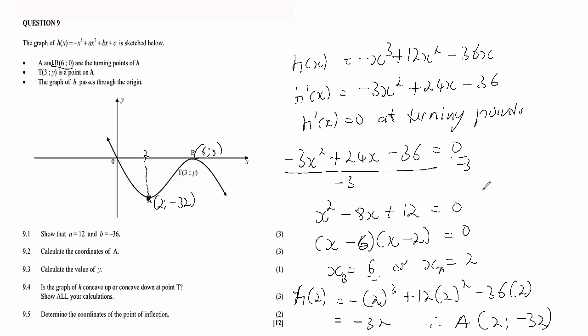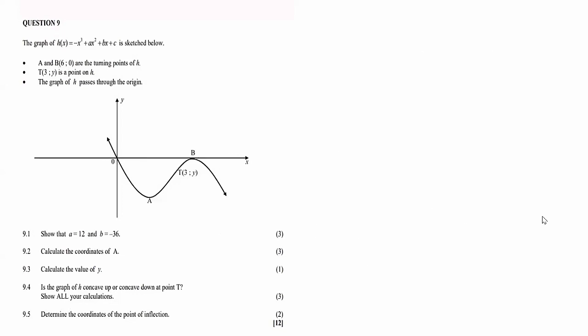Okay, so 9.3 was saying calculate the value of y. So to calculate the value of y, you can see that t here lies on the graph of h. So that would be pretty simple. That means we are already given the x value. So all we are doing is just substituting that x value into the original equation so that we find y. So that's negative 3 cubed, plus 12 times 3 squared, minus 36 times 3, right?